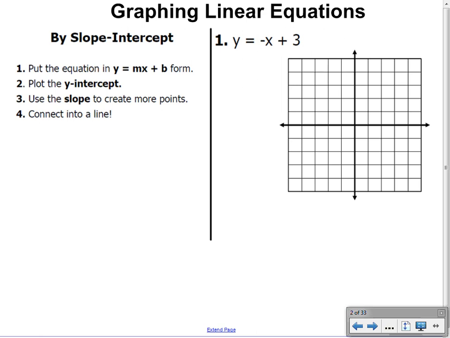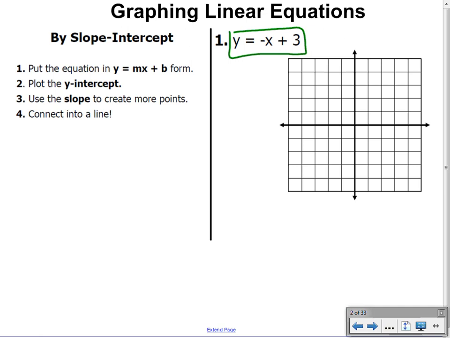So the easiest example that we can have is something that's already in slope-intercept form. Whenever we have something written in this form, our y-intercept is given by the 3 here, and our slope is given by the number in front of x, which would really be -1. We can use those two pieces of information to actually graph.